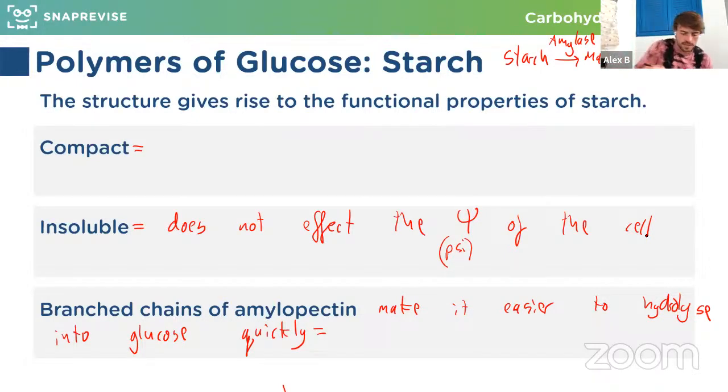And then compact just helps with storage. Obviously the more compact something is, the more of it you can get in a smaller space. This is an advantage. It's less important for plants because they don't really move, so they can just store this in the stem or in the roots. More of a thing for animals, but still, you might as well be efficient with your storage. And this means it can be readily respired.